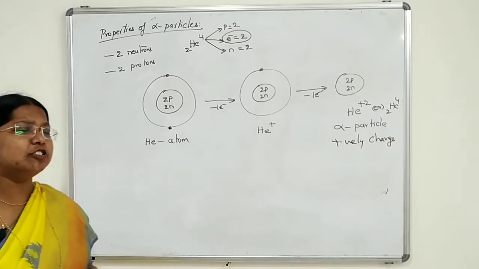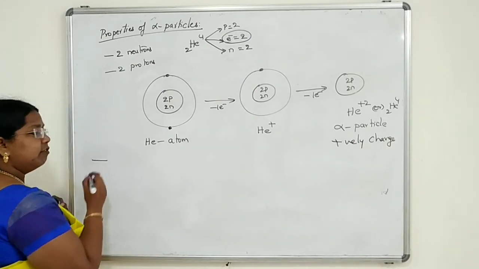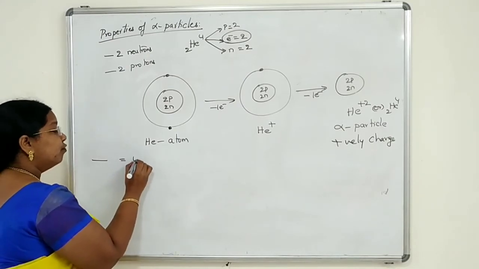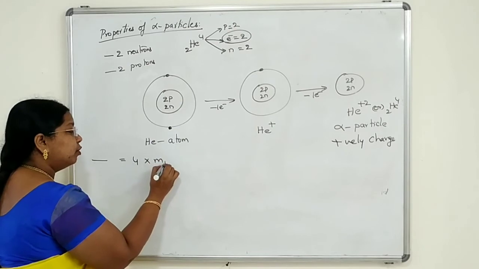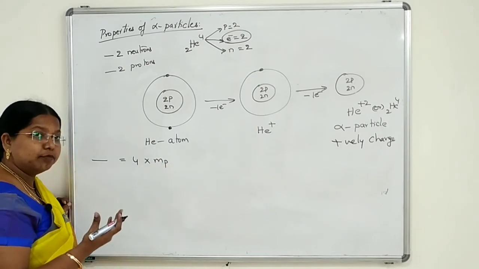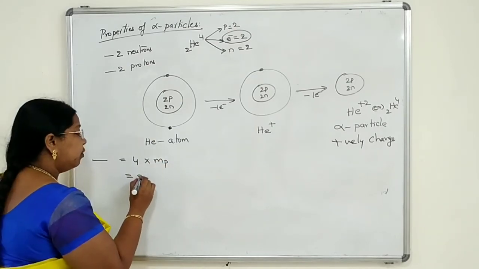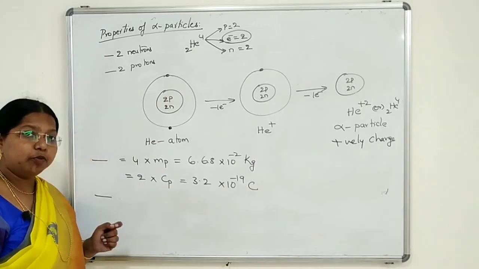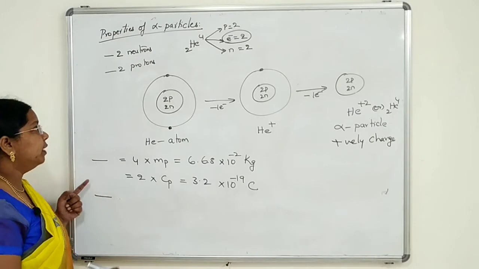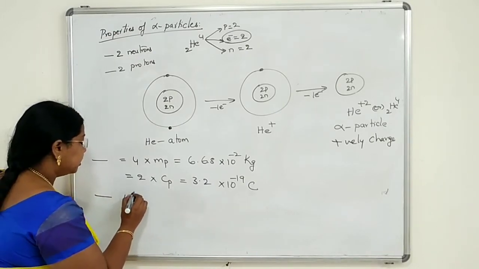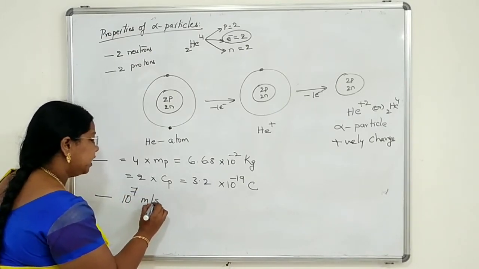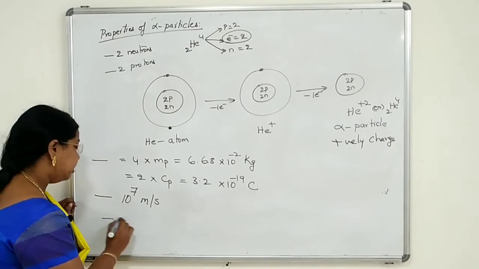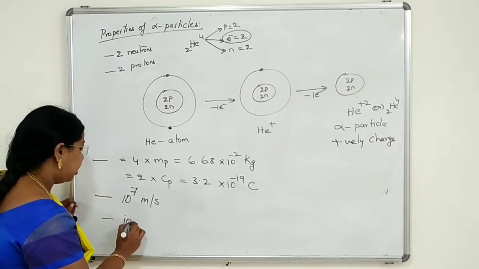What will be the mass of this alpha particle? Mass of this alpha particle is equal to 4 times the mass of proton. And charge is equal to twice the charge of proton. And the next property is: speed of alpha particles is 10 power 7 meter per second. They have high ionization property.